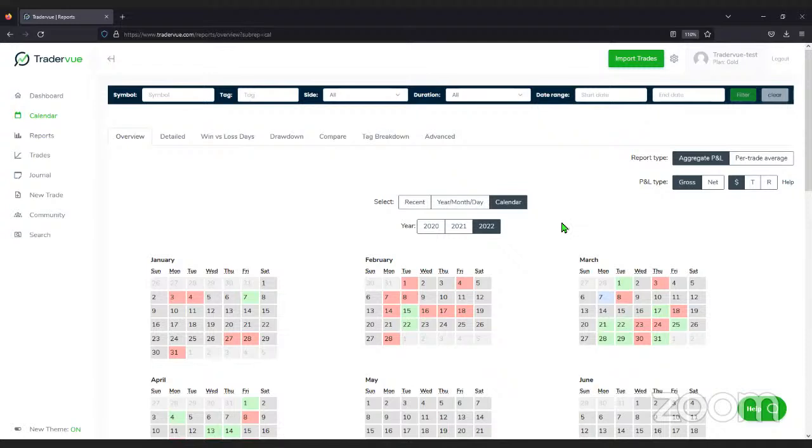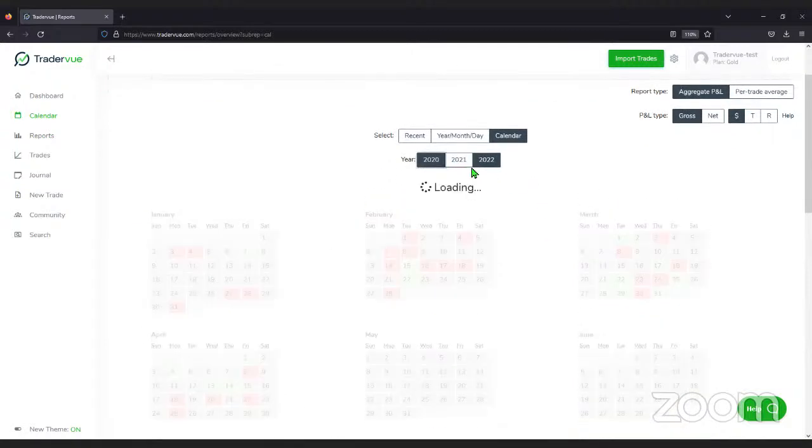The calendar you can also find in another report section, but we decided to create a shortcut here on the navigation bar, because our calendar is one of the features that our traders use the most. So what can we see in the calendar? In the calendar, we can see multiple years.